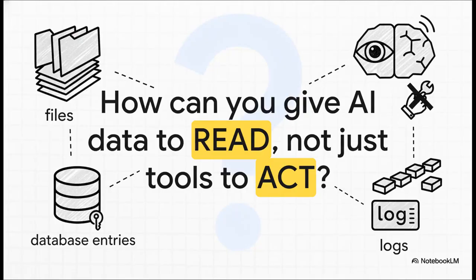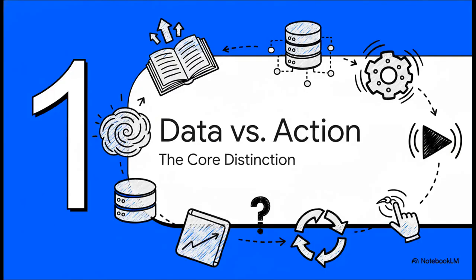And that brings us to the big question for today. Really, the whole point of this explainer. Look, we're all getting pretty good at giving AI tools to perform actions, right? But what about the data? I mean, how do you make your AI actually aware of the files, the logs, the database entries it needs to be truly useful? Okay, let's get right into it.